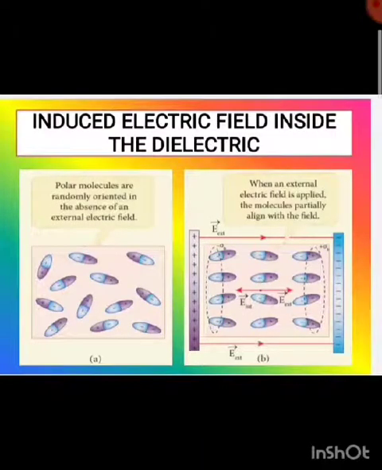Induced electric field inside the dielectric. We know that polar molecules are randomly oriented in the absence of an external electric field. When they are placed in an external electric field, they align themselves with the help of the external electric field. At the same time, an electric field is induced within the polar molecules with the help of the external electric field. This phenomenon is called the induced electric field.